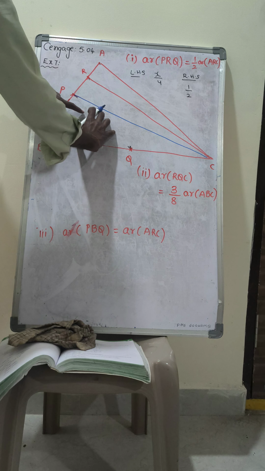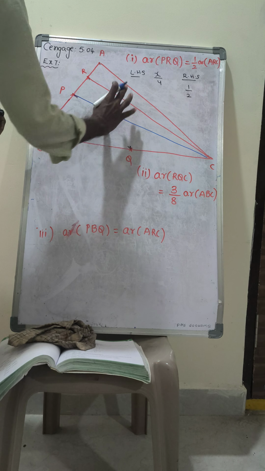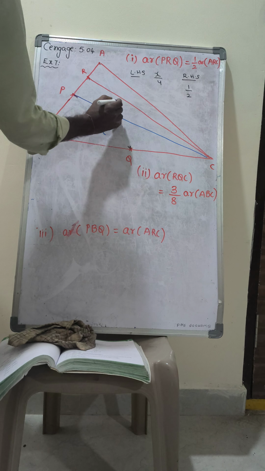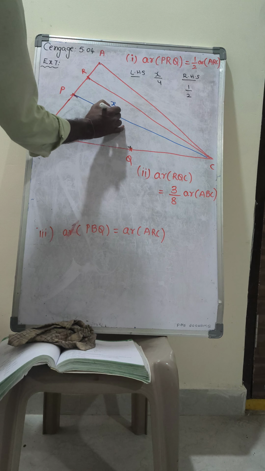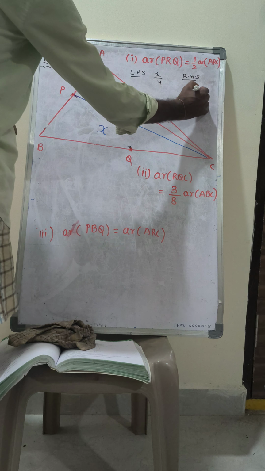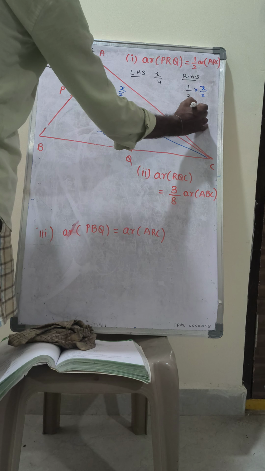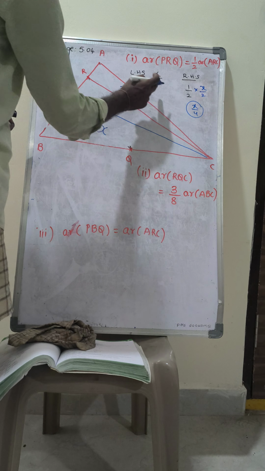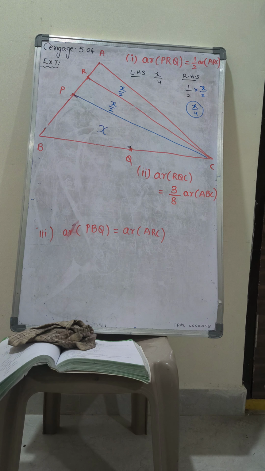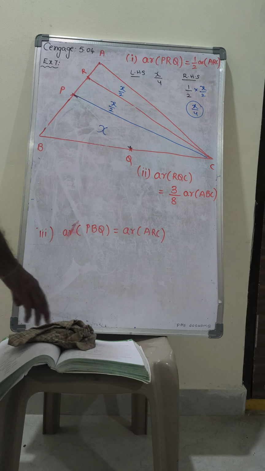So what could be the area of BPC? It will be x. Then this is also x. So this is going to be x by 2, and this is going to be x by 2. So what is the area of ARC? That is x by 2. So 1 by 2 into x by 2 means x by 4. So left hand side is equal to right hand side. So the first question is proved.